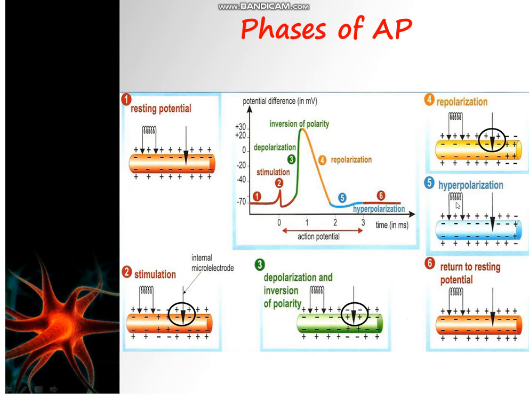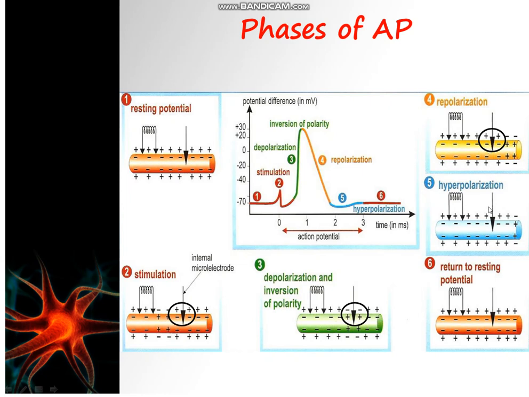Now, in the fourth step, the depolarization moves away. It's here now. And the zone of the neuron at the level of the recording electrode undergoes the second phase of action potential called repolarization. Repolarization is characterized by the decrease of membrane potential from +30 to -70 millivolt. And at the end of this phase, the polarity returns to the initial state, which is positive outside and negative inside.